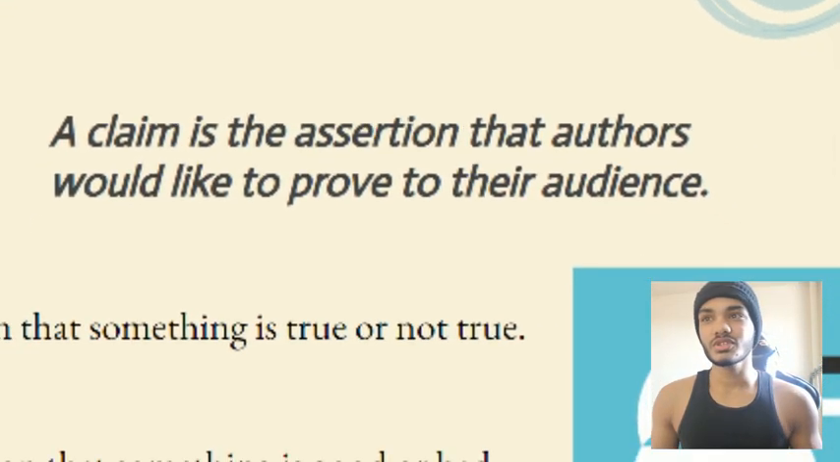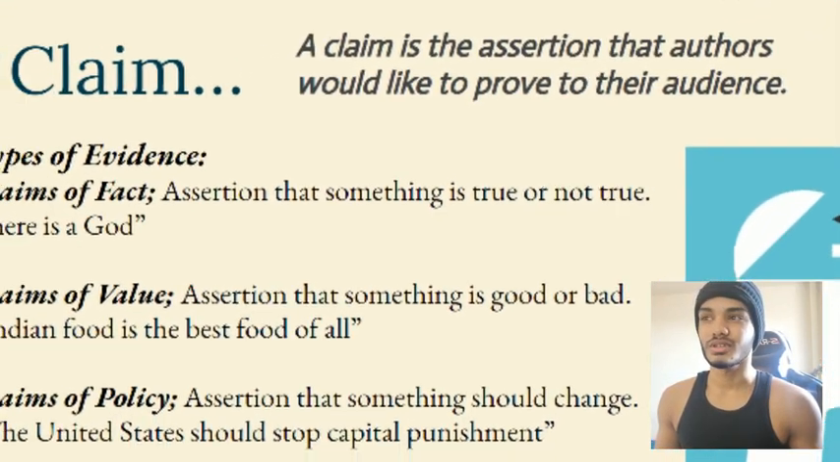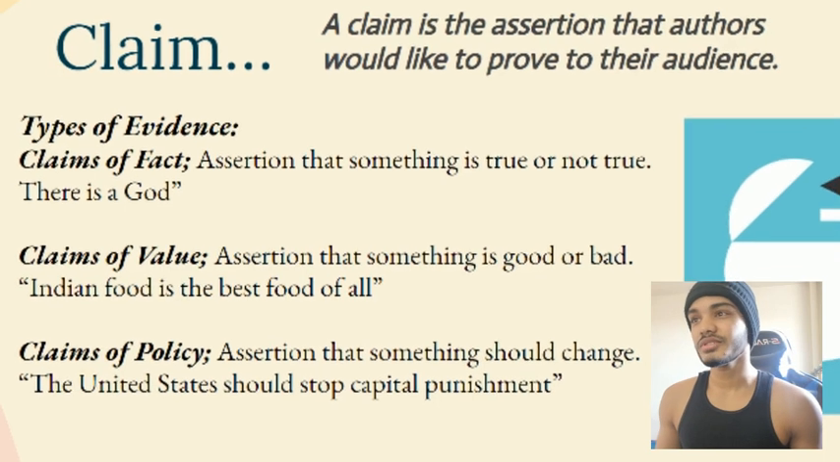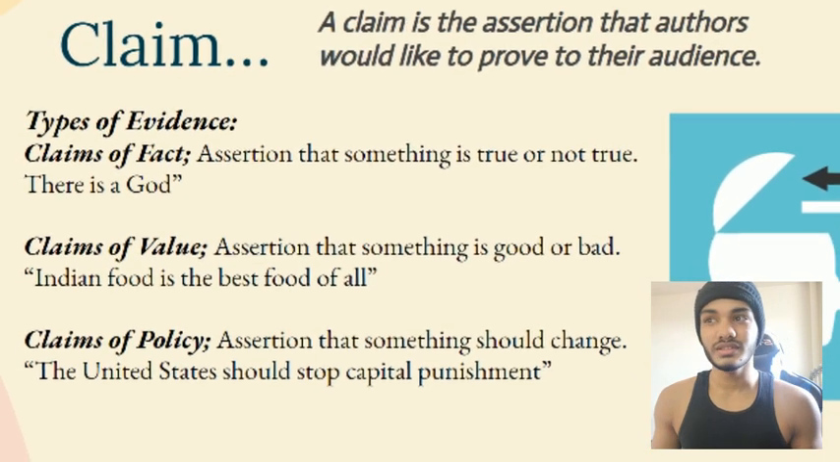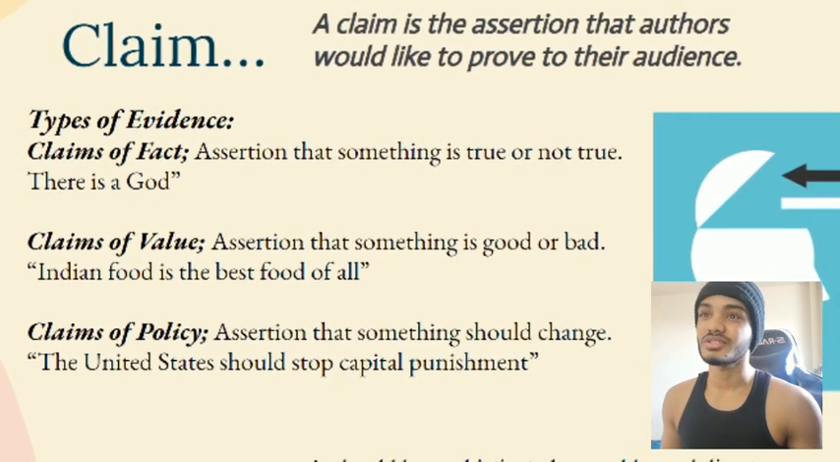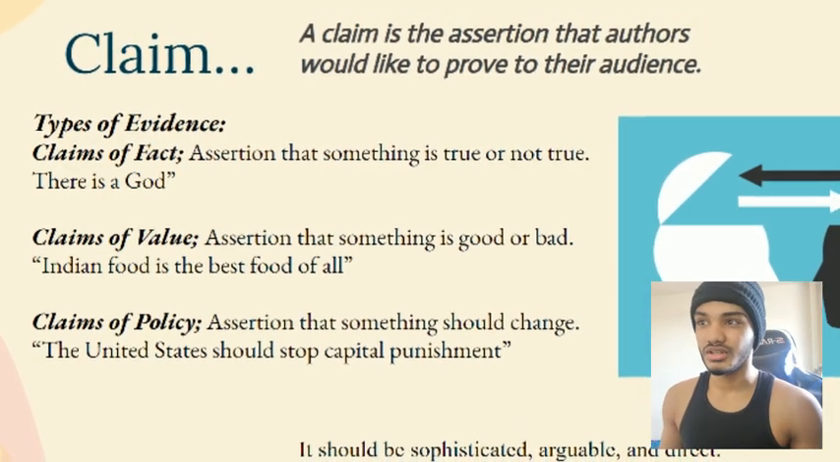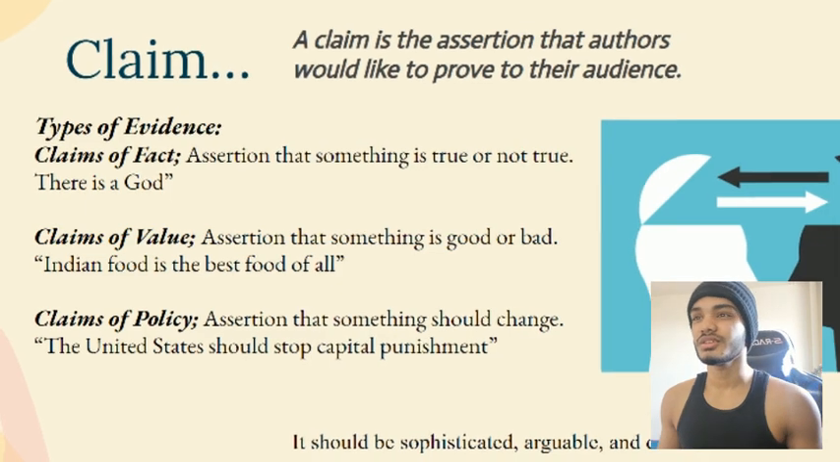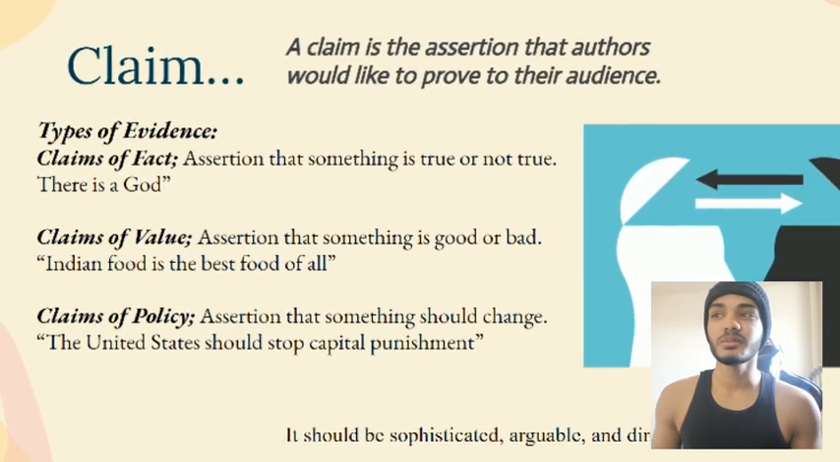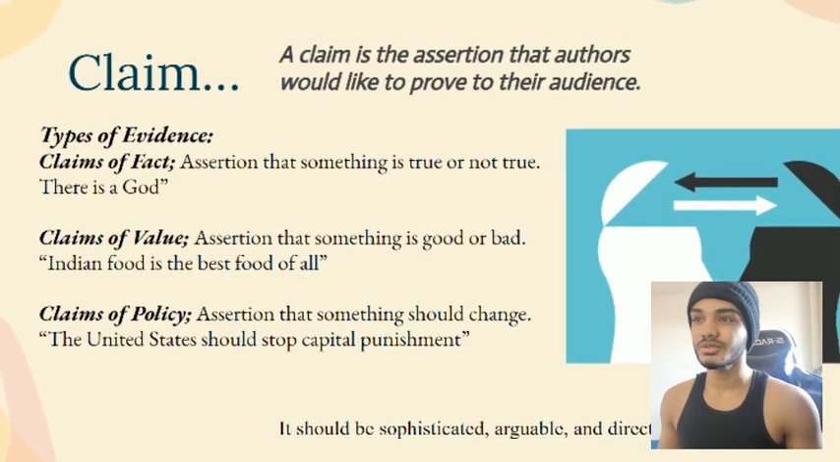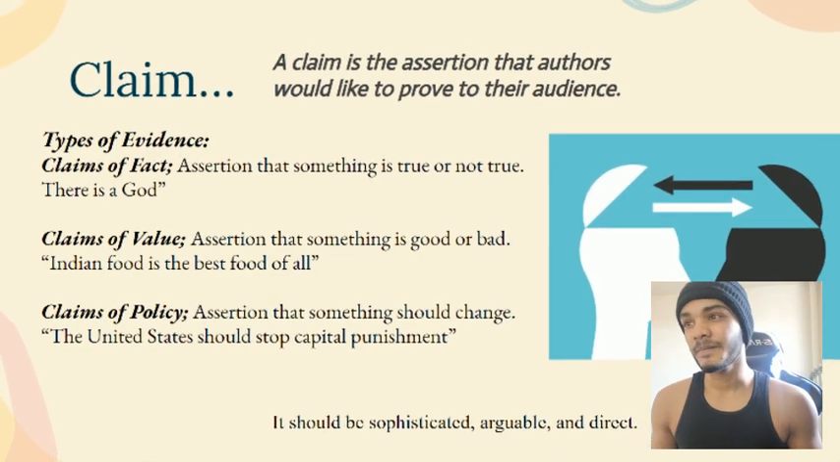The claim is an assertion that the author would like to prove to the audience. There are 3 different types of claims. Claims of fact, which is an assertion that something is true or not true. For example, there is a God. Claims of value, which is an assertion that something is good or bad. For example, Indian food is the best food of all.